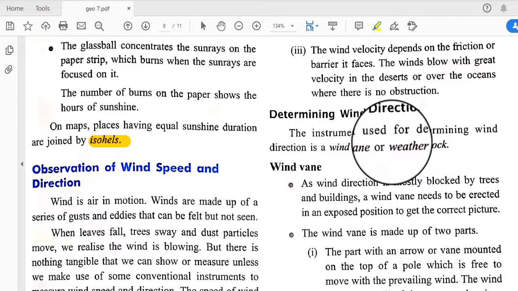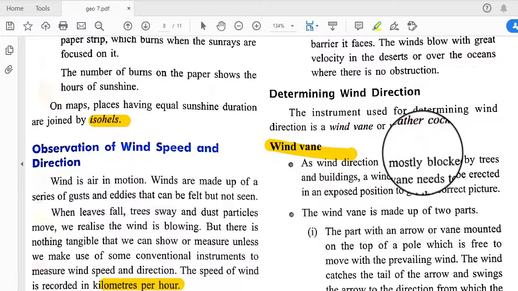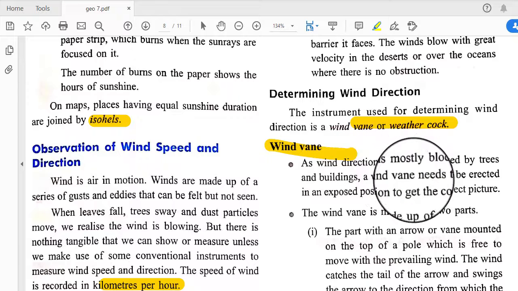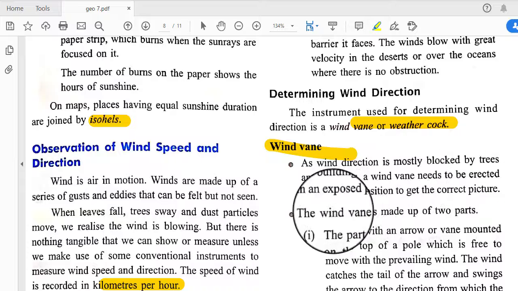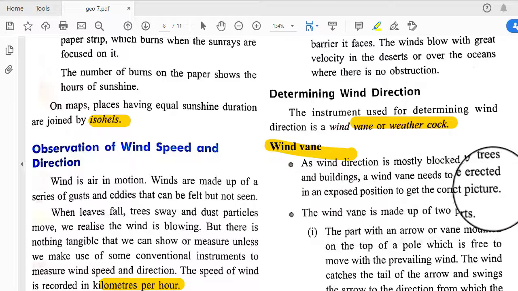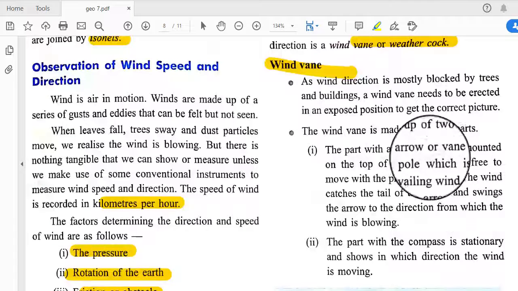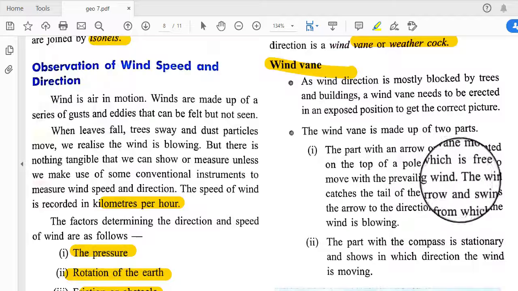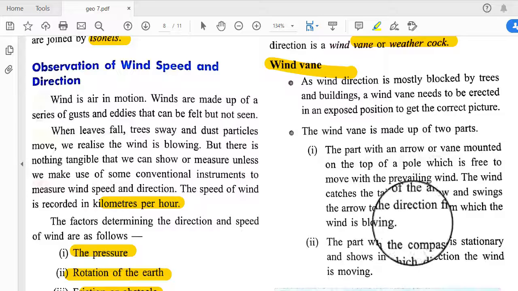Determining wind direction: with the help of a wind vane and weather clock we can determine the wind direction. As the wind direction is mostly blocked by trees and buildings, a wind vane needs to be erected in an exposed position to get the correct picture. The wind vane is made up of two parts: the part with an arrow or vane mounted on the top of a pole, which is free to move with the prevailing wind, and the wind catches the tail of the arrow and swings the arrow to the direction from which the wind blows.